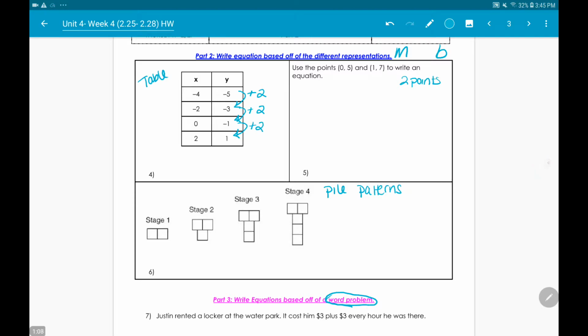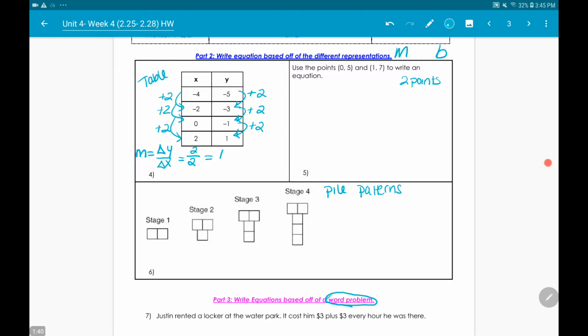On the other side, -4 to -2, it's going up 2. -2 to 0, yep, up 2. And 0 to 2, that is definitely +2. But remember, slope has a formula, change in y over change in x to follow. And change in y is 2 over change in x, which is also 2. And this simplifies out to 1.